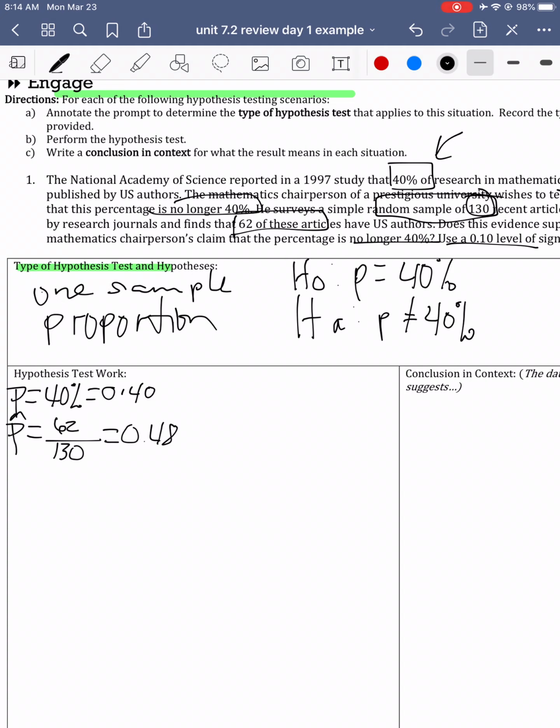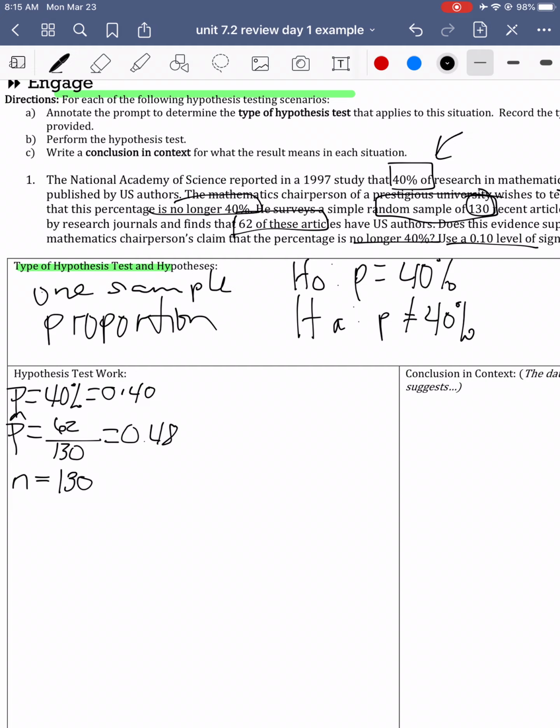And then I have my sample size is 130. Note that I didn't put the sample size, my n, as 62. I put this as 130 because n is the total sample that I've taken. So this is everybody that we are surveying, not just the people who are US authors. So my total sample size is 130.